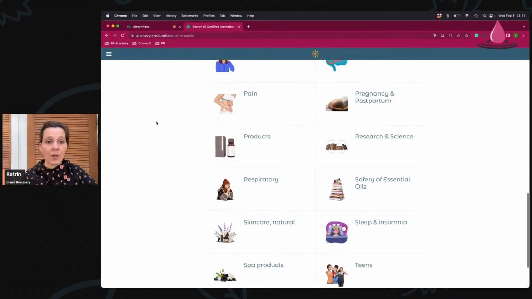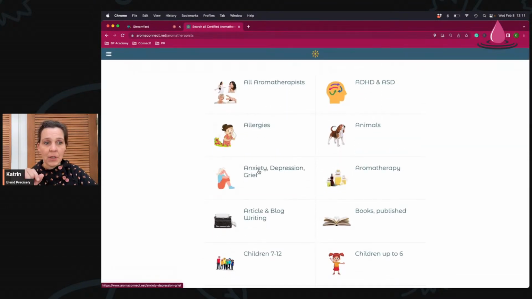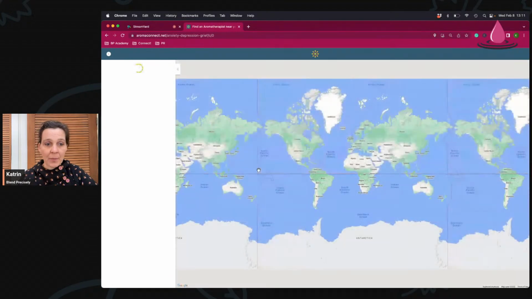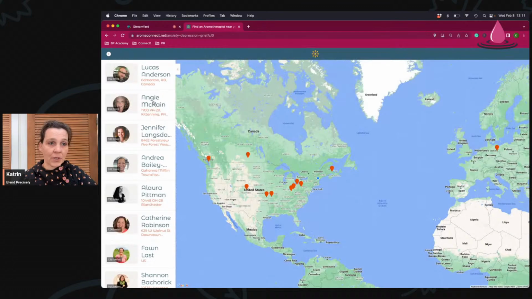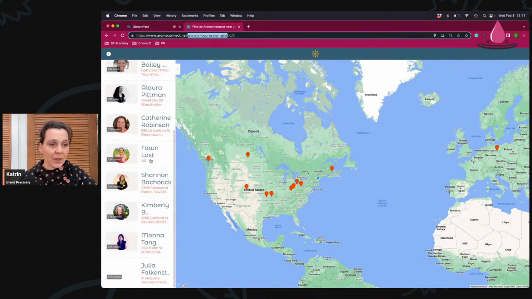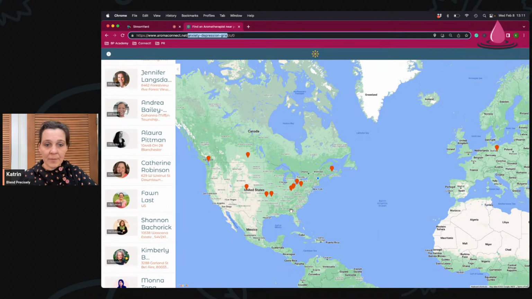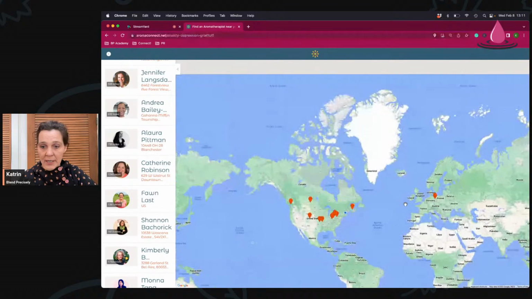If you go into anxiety and depression, for example, or allergies, they will come up on a map, but also on the left-hand side here. Everybody who does anxiety, depression, and grief will come up, and then you can go into a specific person. For example, we have Julia over here in Berlin, and a few more people, of course, in Canada and the United States.